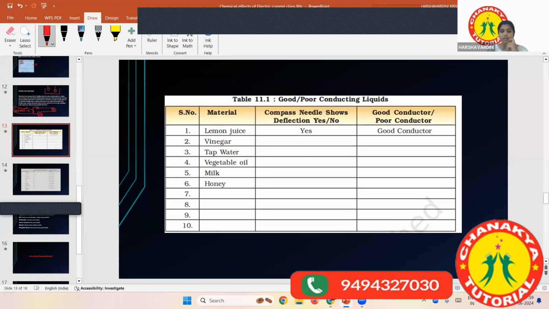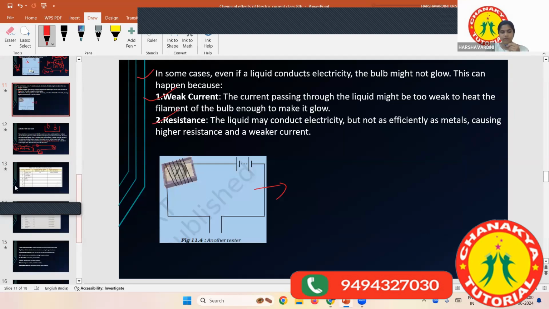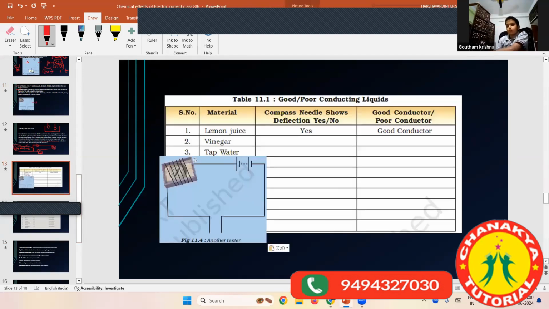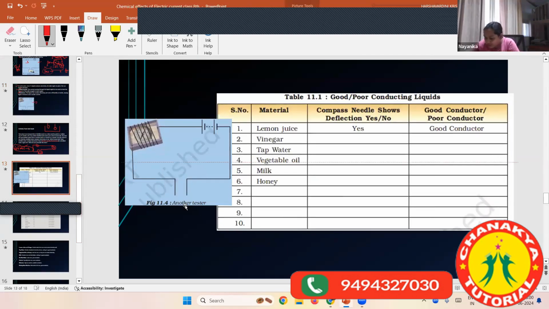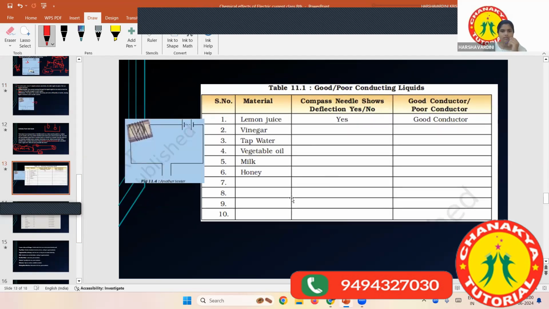Lemon juice, compass needle shows deflection. So they are basically taking this experiment and just think about this. Can anybody answer? Second one, vinegar.